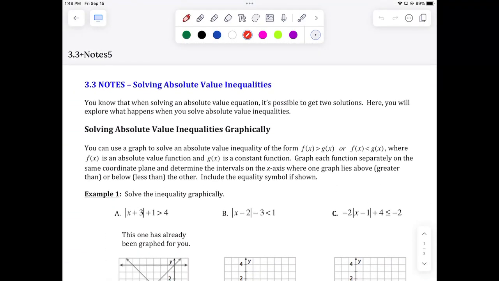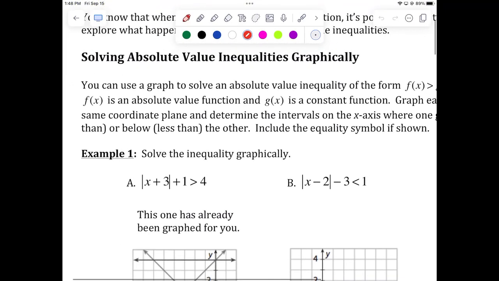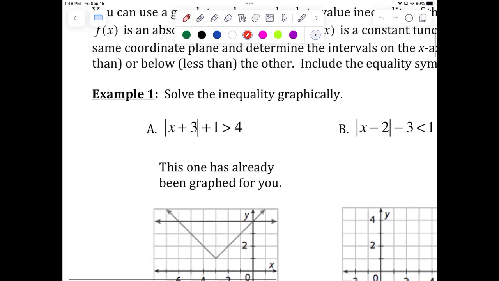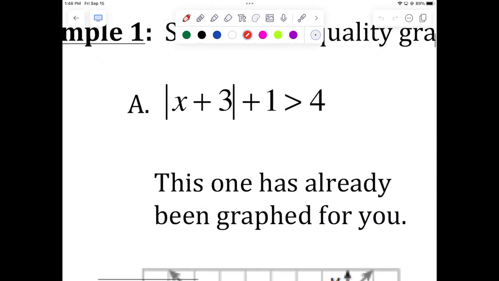So, I'm just going to show you how to solve them graphically. I'm going to skip all the words and we'll introduce the words as we see fit. So example one, it says to solve the inequality graphically. Here's what we're facing. We have the absolute value of x plus 3, plus 1, is greater than 4.